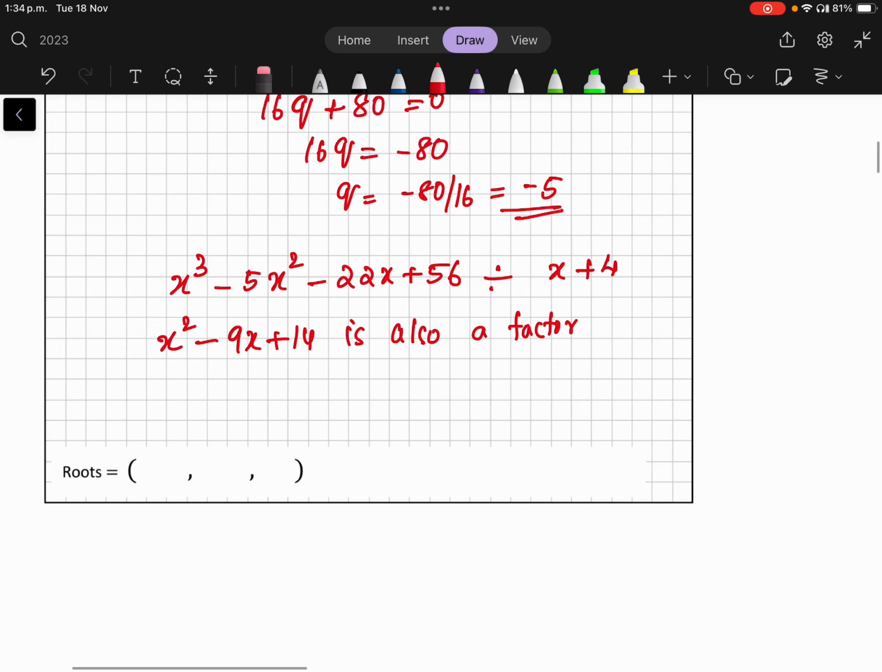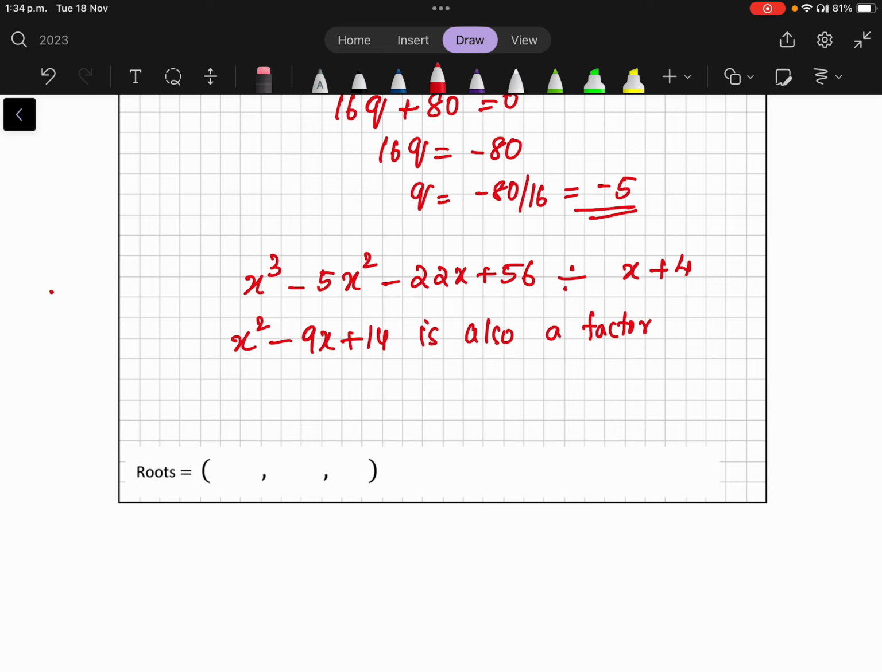Now you need to factorize this, x square minus 9x plus 14, and you will get x minus 2 and x minus 7 as factors. Which means that x is equal to 2 and x is equal to 7.